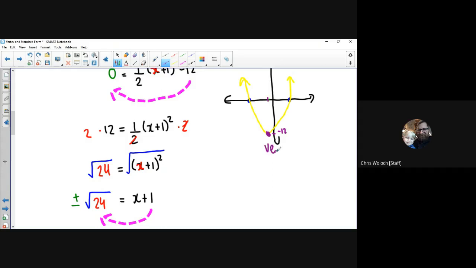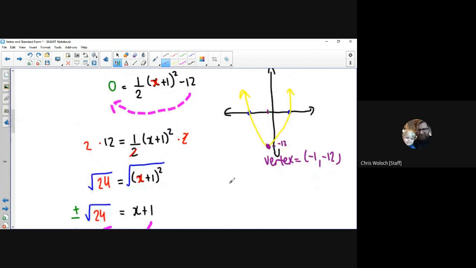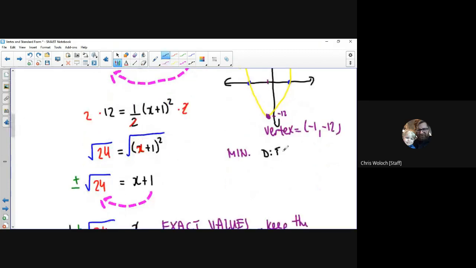And again, this here is my vertex, which we determined was -1 and -12, right? So that means this is a minimum. And when I find my domain and range, hopefully by now we know that for a parabola, the domain is x can be any real number. The range is going to be y is any real number, but y is going to be bigger than and equal to -12. Okay?